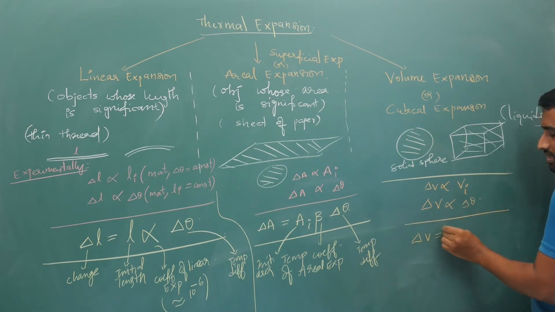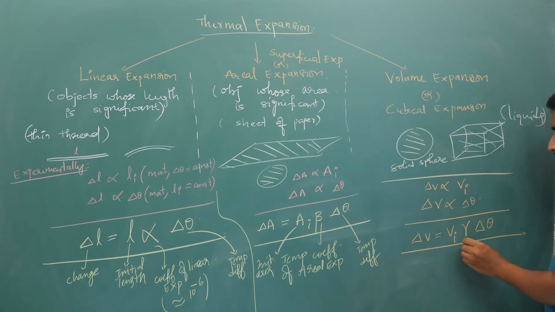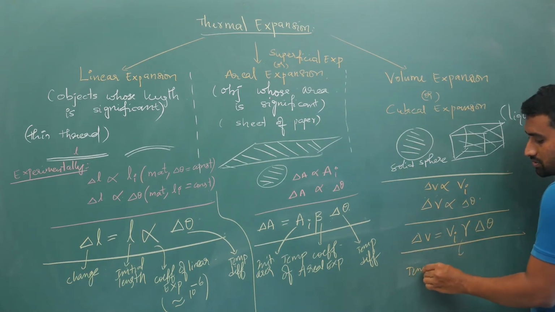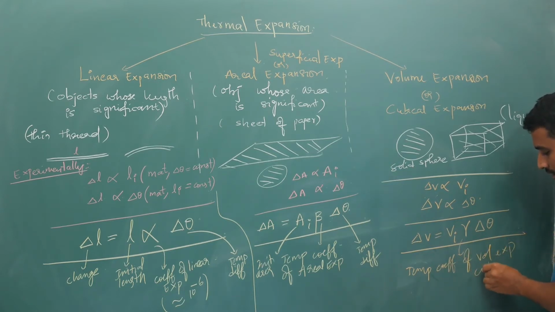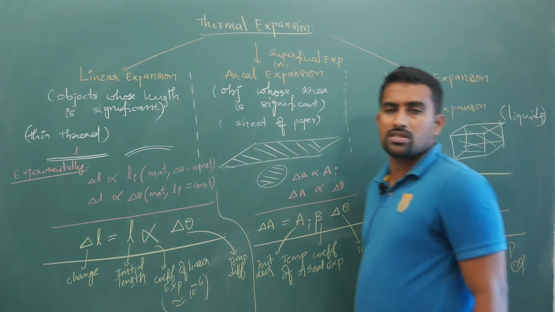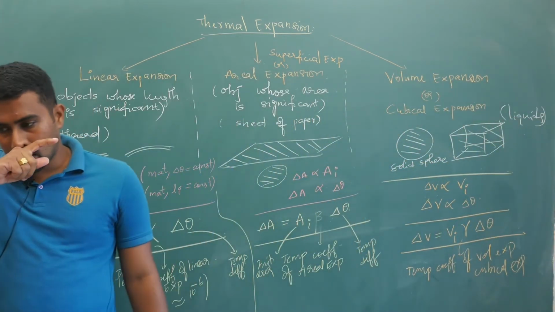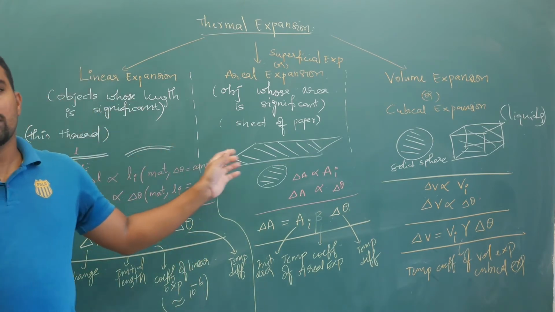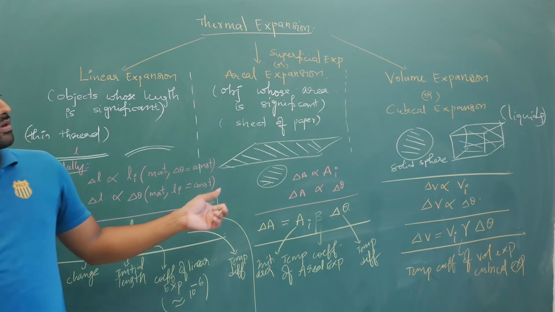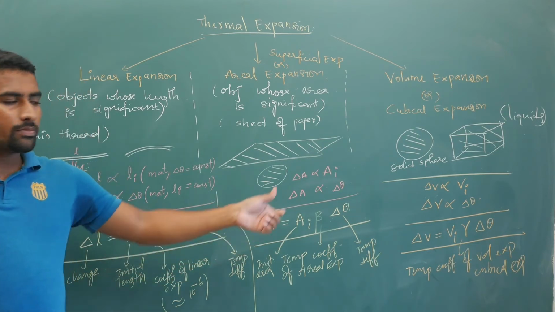Your delta V is equal to V initial into gamma. Gamma is the temperature coefficient of volume expansion, or cubical expansion. An object will have three types of expansion, depending upon how its dimensions are changing. Depending upon the type of dimensional change, you are going to calculate that particular dimension.